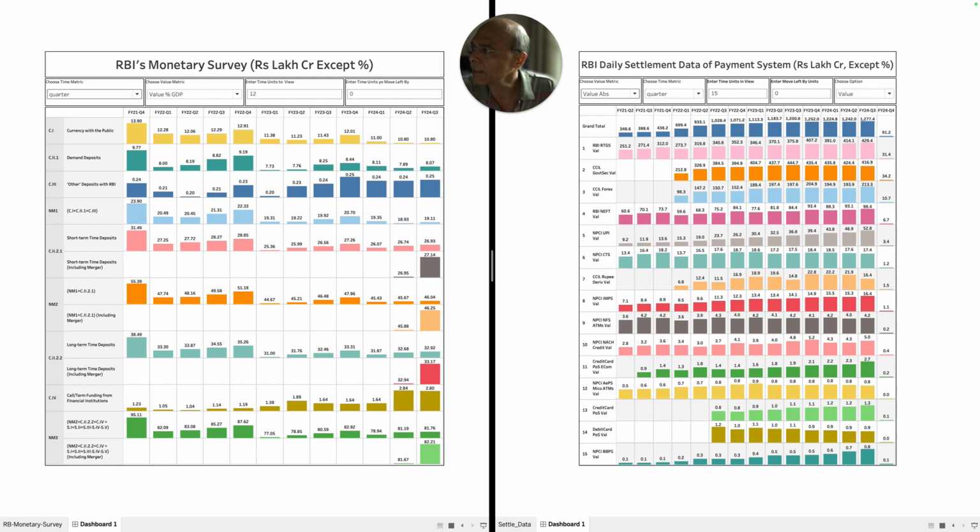So I'll show you where it is. You can go to the RBI's website. Here is the RBI's website. I'm just going to bring this in front of your screen. Just a minute. Give me a minute.